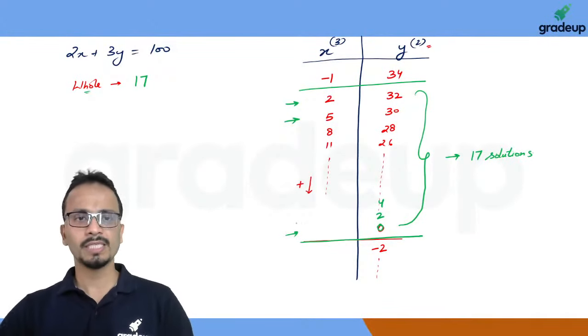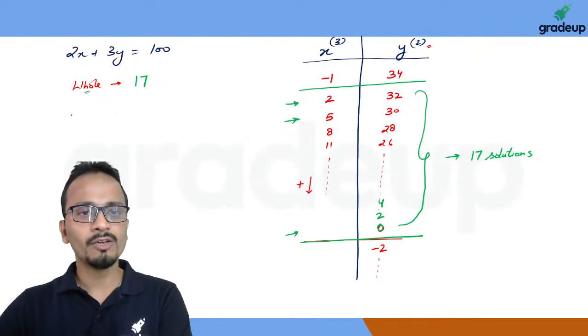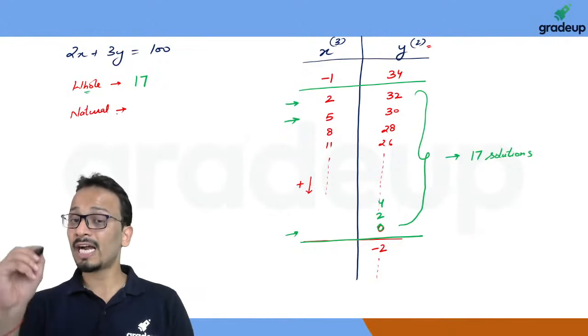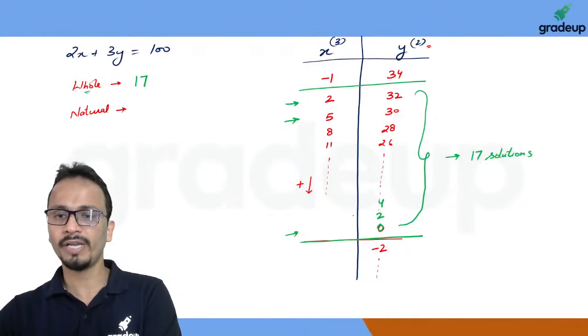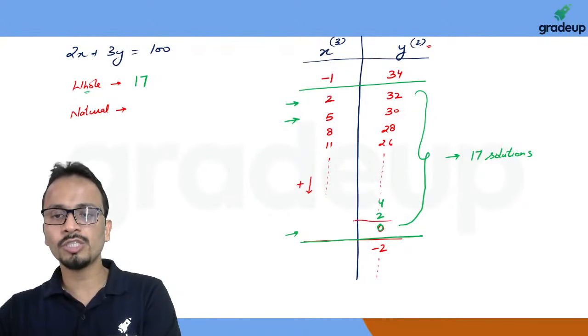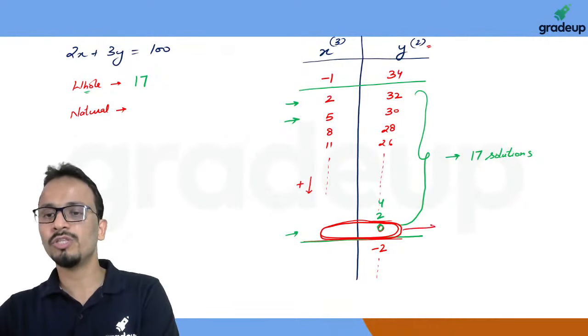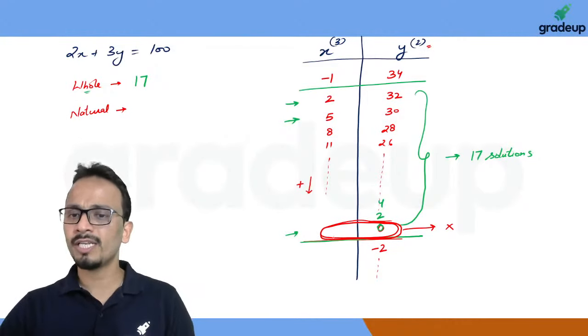Right? Now let's look at the next element, if I want to calculate the number of natural number solutions. Now what are natural numbers? They start from 1. So that means 0 will not be included. So the solution which came at the end, which included the value of y as 0, will be rejected, because this is not a natural number.